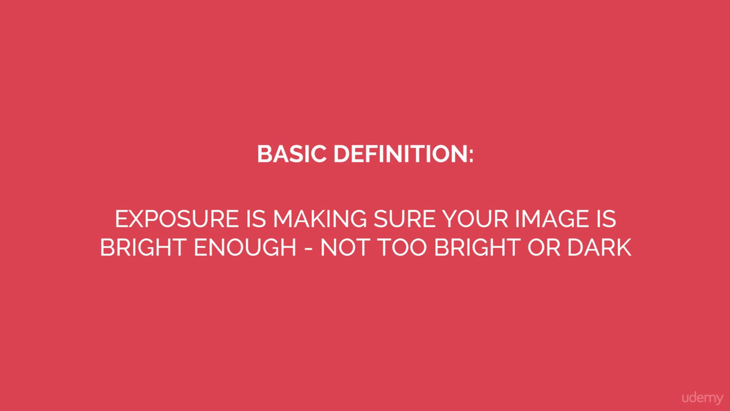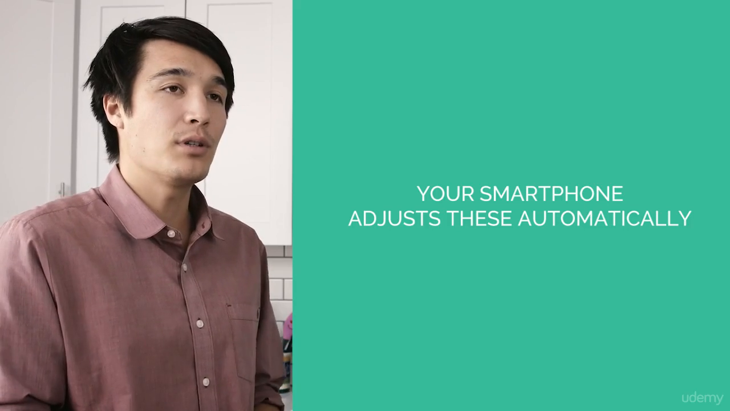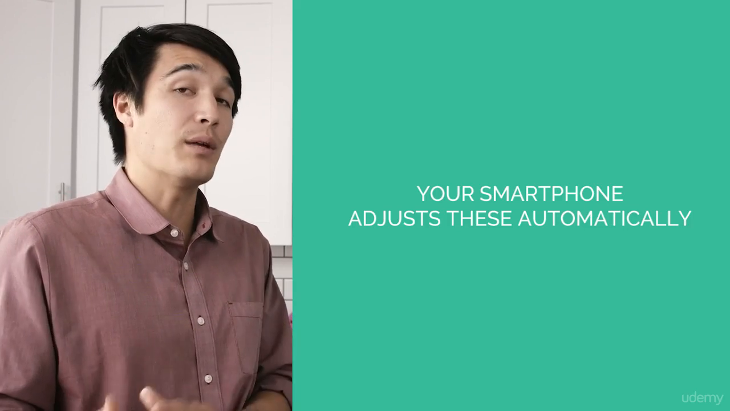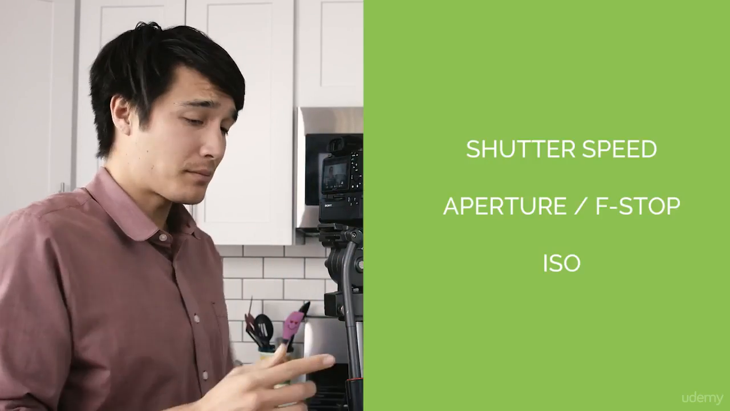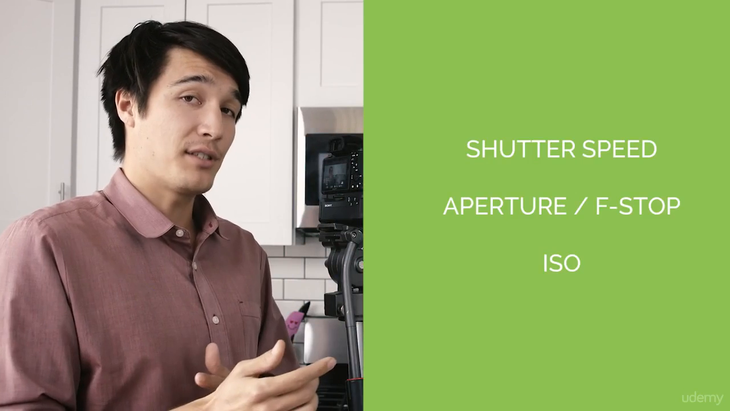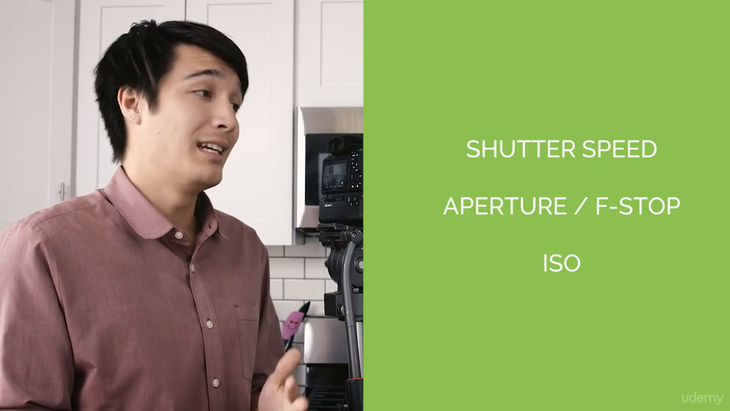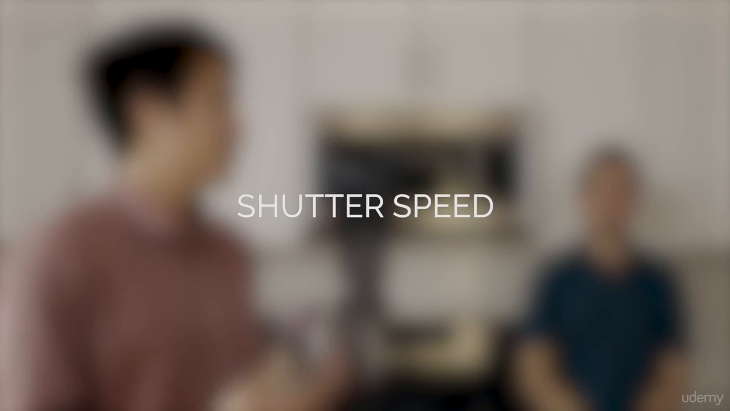It's how much light is on your subject, how much light is in your frame, and there's 3 ways that you control this. With a smartphone, you won't necessarily set these, but they will be affecting your image. And for DSLRs or mirrorless cameras, it's really essential. And that's your shutter speed, your f-stop or iris or aperture, and your ISO. So the first is shutter speed.